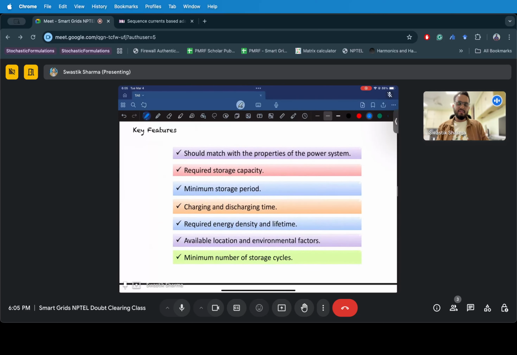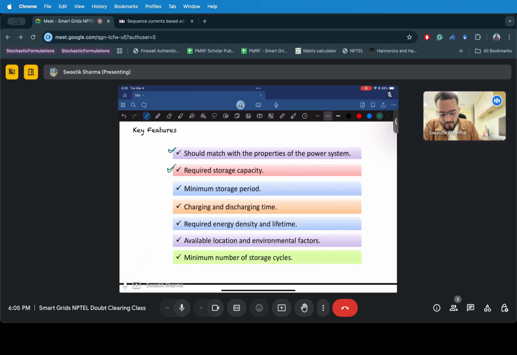Now there are some key features that they need to have before they can be made operational. One is that they should match the properties of the power system. When I say they should match properties of a power system, let's say that I have a specified voltage at which I want it to give power, and this voltage is dictated by the point of common coupling, right? PCC. So your battery should be able to match that voltage, to match the properties at which it is being used.